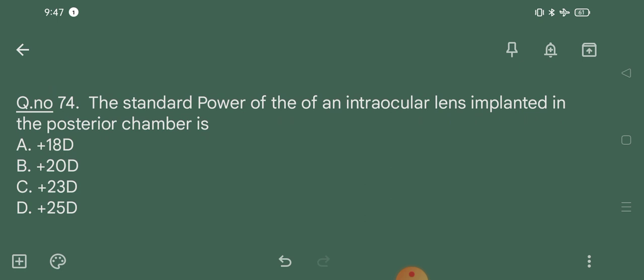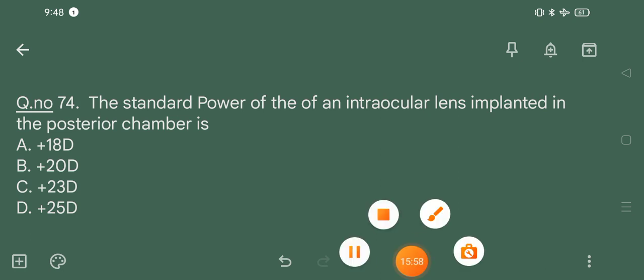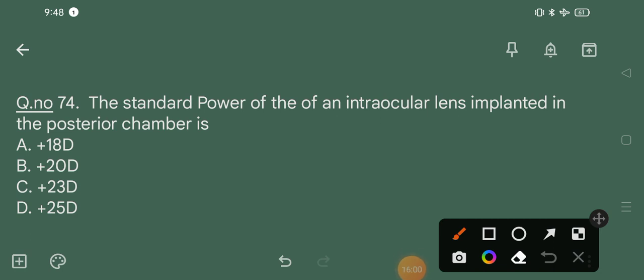Question number 74. The standard power of an intraocular lens implanted in the posterior chamber is option A, plus 18 diopter, option B, plus 20 diopter, option C, plus 23 diopter, option D, plus 25 diopter. The correct option is option B, that is plus 20 diopter. Plus 20 diopter is the standard power of intraocular lens.